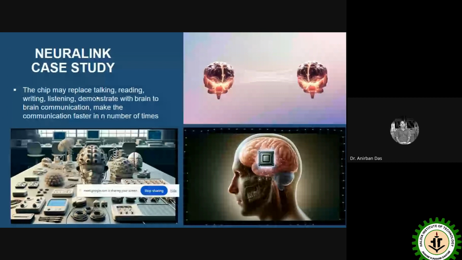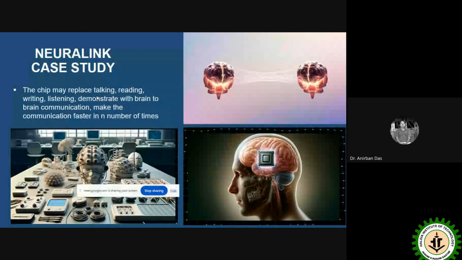Neuralink has already got Food and Drug Administration clearance to go for human clinical trials, so that chips like the Neuralink chip can be installed in the human brain. You can see that this is the way brain-to-brain communication, communication between one brain and another, is not far away. Like that, uploading and downloading of your digital memory is possible now.